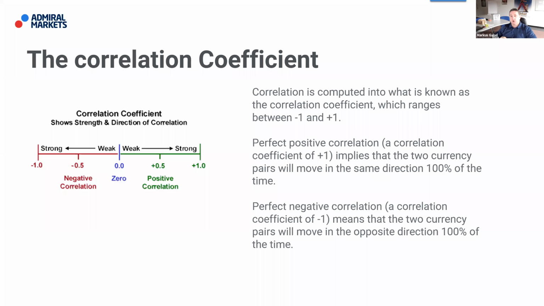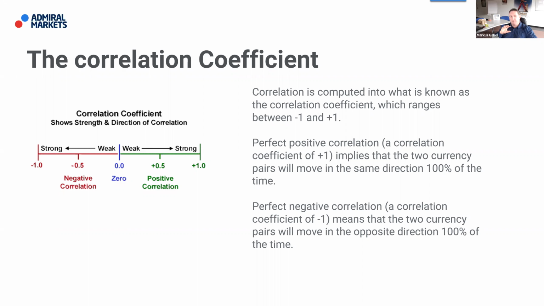So correlation is computed into what is known as the correlation coefficient, which ranges between -1 and +1. Or in some tables you can find -100. So there's a number between 0 and -100. It's most of the time a red color. And on the other side, you will find +1, or in some tables online, you see +100. Most of the time, it's a green color.